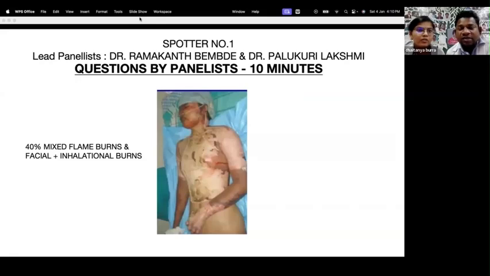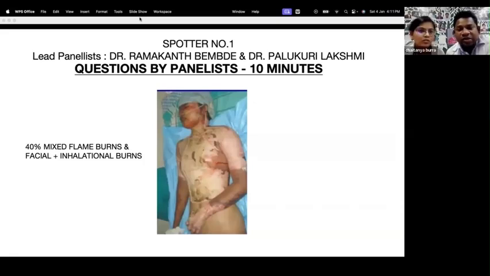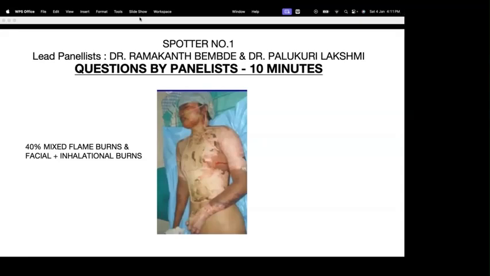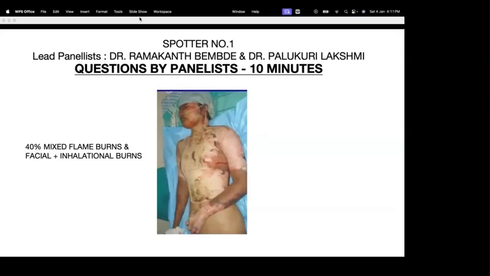Early excision should be performed within 5 to 7 days. The patient should be hemodynamically stable enough. Stability should be there, ma'am. And we do a tangential excision till punctate bleeding is seen, where the graft take will be good. The bed should be available for the graft take, ma'am. If there is no possibility of autograft, then allograft can also be used. Deep dermal burns are one of the indications for early excision and grafting.